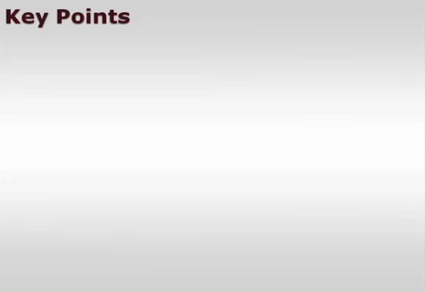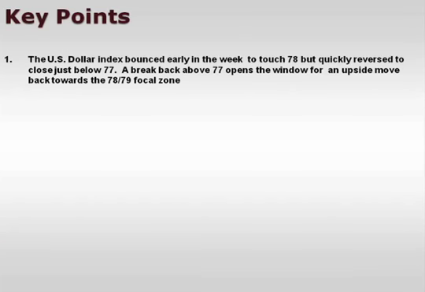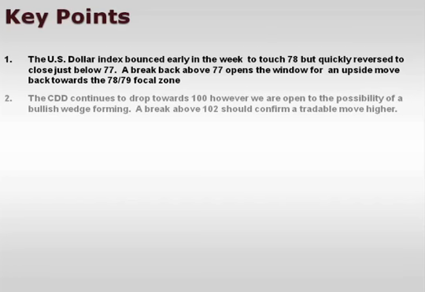Let's take a look at a few of our key points. First of all, the US dollar index bounced early in the week to touch 78, but quickly reversed to close just below 77. A break back above 77 opens the window for an upside move back towards 78.79. The CDD continues to drop towards 100. However, we are open to the possibility of a bullish wedge forming. A break above 102 should confirm a tradable move higher.